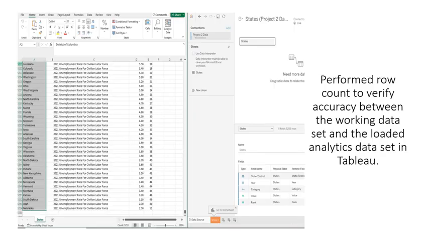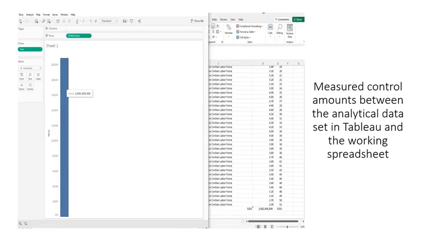Here we performed row counts, and you can notice right here on the Tableau dataset, 5,253 rows on the Excel working analysis set, 5,253, so that row count checks. Here we measured the row control amounts, and we found that both equaled 82,458,506. Here it is on Tableau as well, so those check.